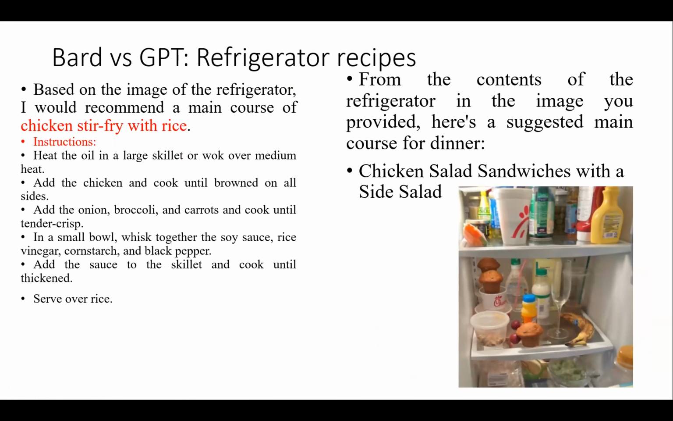All right, this is a classic constructive visual reasoning question. Here's a picture of a refrigerator. Give me a recipe. So it comes late in the day, you open a refrigerator, you say, this is what I've got, I can't go to the store. Google BARD understands enough of what's going on in this refrigerator, and it does propose a chicken stir fry with rice, and then it goes down and gives instructions.